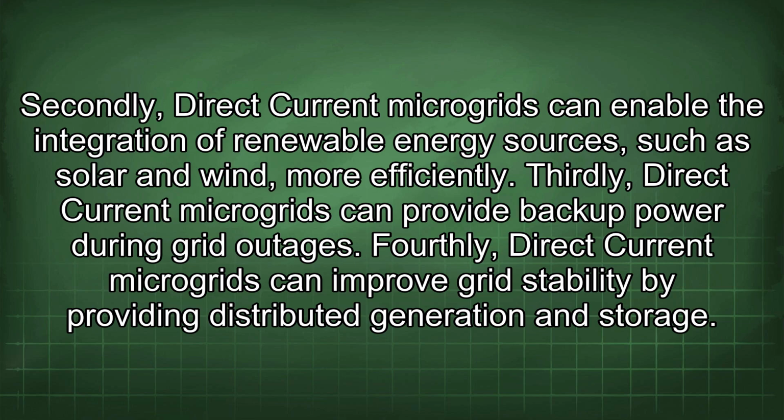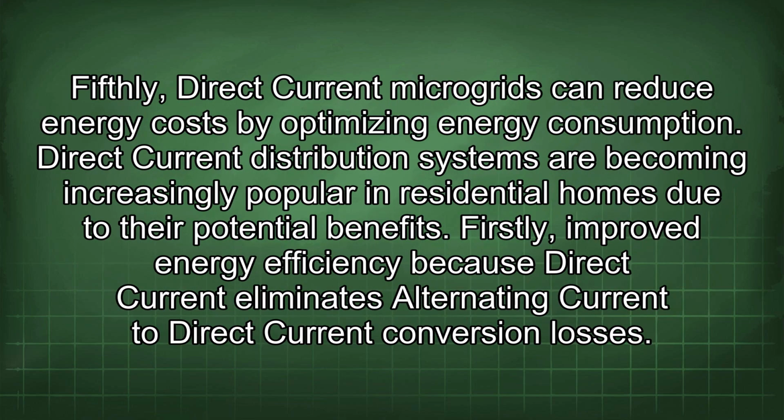Secondly, direct current microgrids can enable the integration of renewable energy sources, such as solar and wind, more efficiently. Thirdly, direct current microgrids can provide backup power during grid outages. Fourthly, direct current microgrids can improve grid stability by providing distributed generation and storage. Fifthly, direct current microgrids can reduce energy costs by optimizing energy consumption.